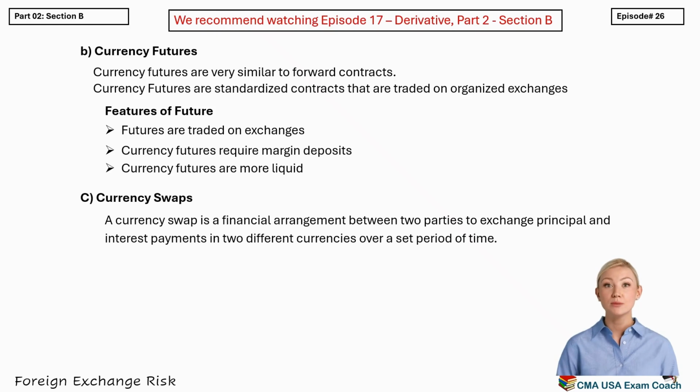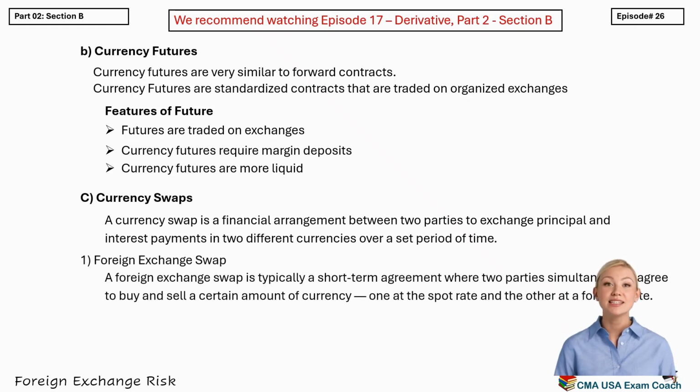There are two major types of currency swaps. One, foreign exchange swap. A foreign exchange swap is typically a short-term agreement where two parties simultaneously agree to buy and sell a certain amount of currency, one at the spot rate and the other at a forward rate. This means the company will exchange currencies now and then reverse the exchange at a fixed rate on a future date. But here's an important point.